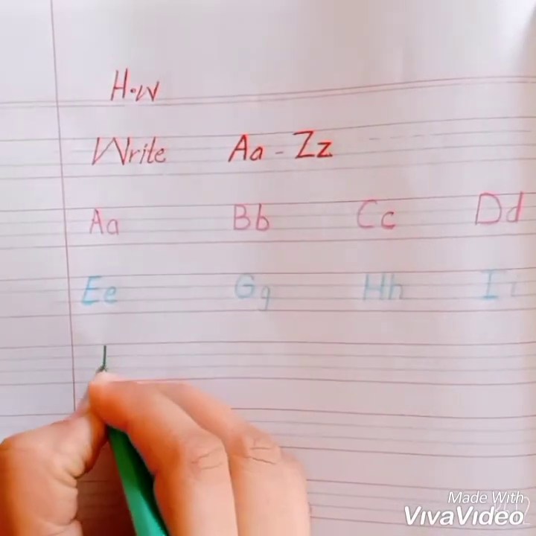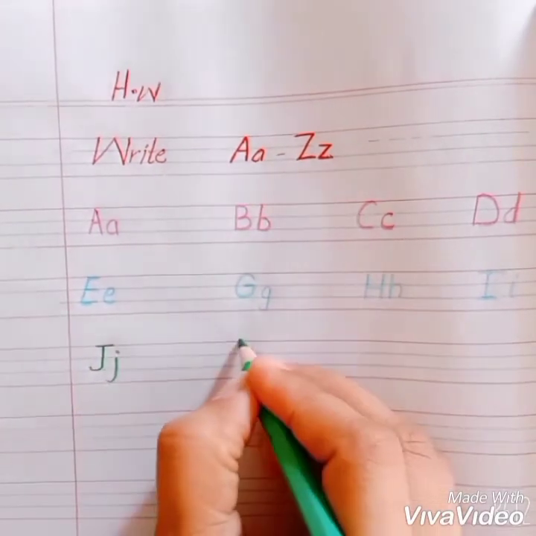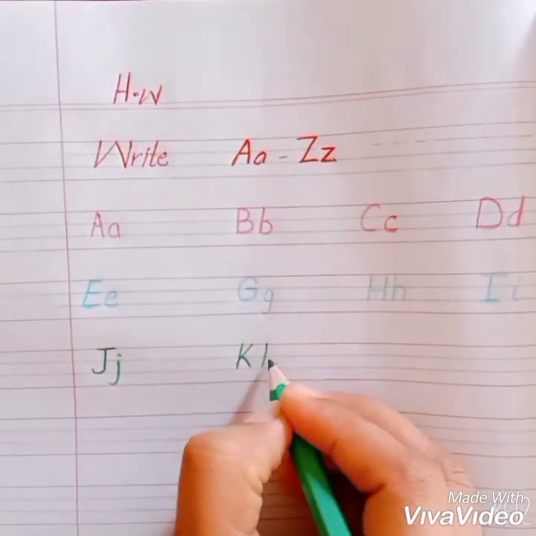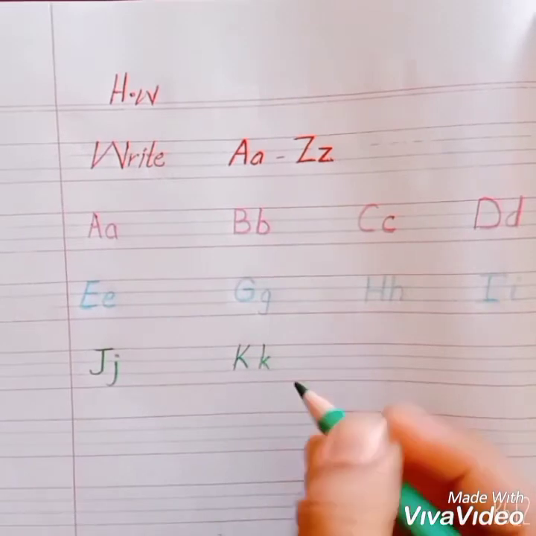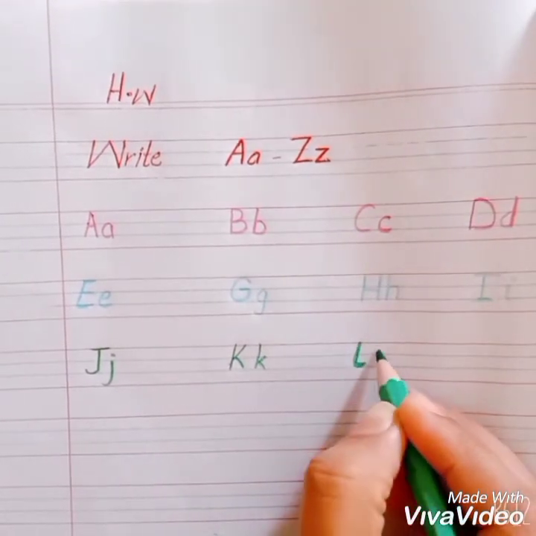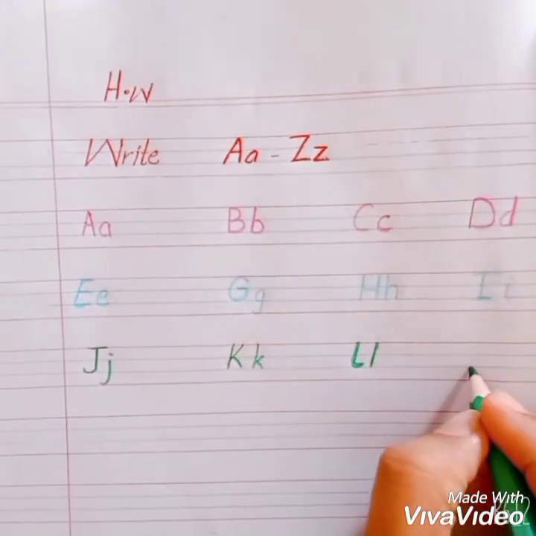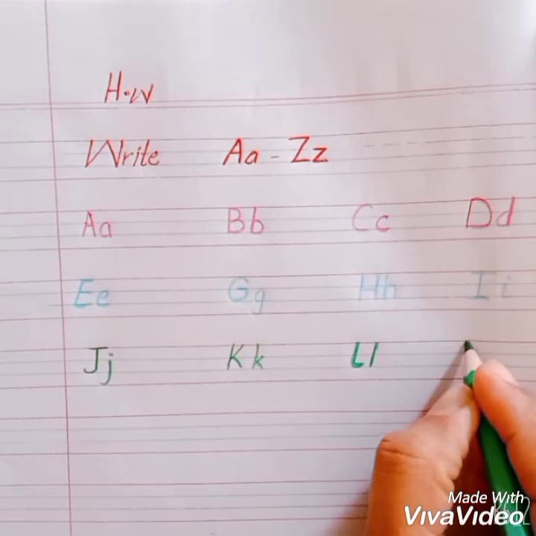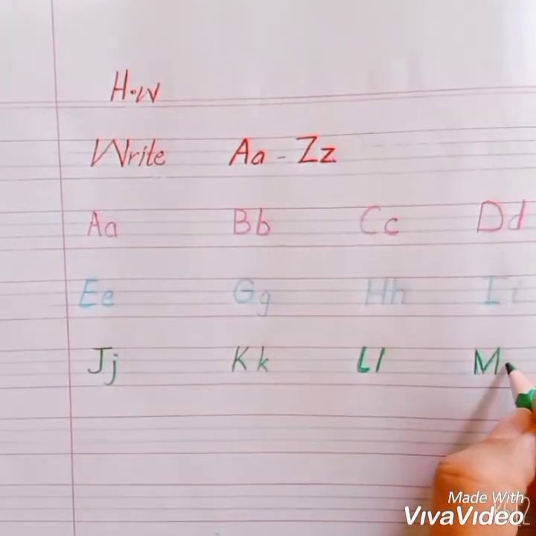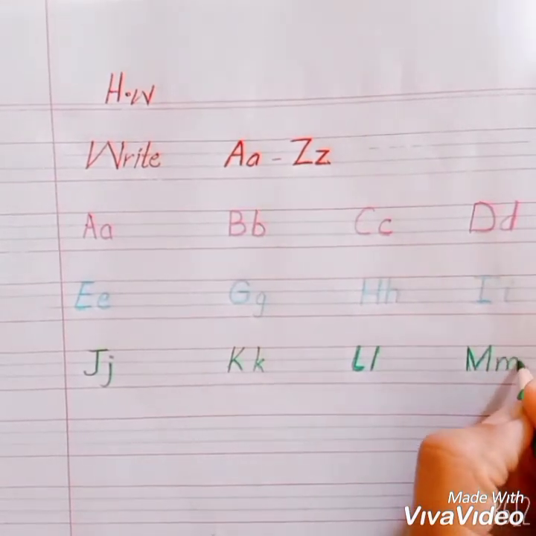J. The sound of J is J. K. What's the sound of K? K. L. L is the sound of L. M. What's the sound of M? Mango.